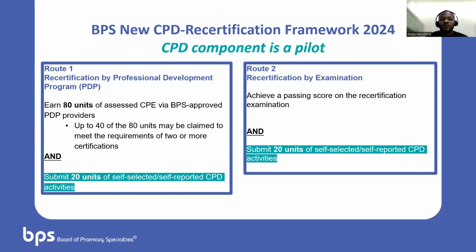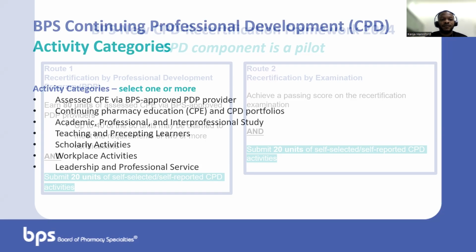Whether recertifying by professional development or examination, board-certified pharmacists starting a new certification cycle in 2024 or after must record their personal CPD reflection and plan in their MyBPS profile annually and earn a minimum of 2 units via CPD activities or traditional BPS-approved assessed continuing education during each year of their cycle.